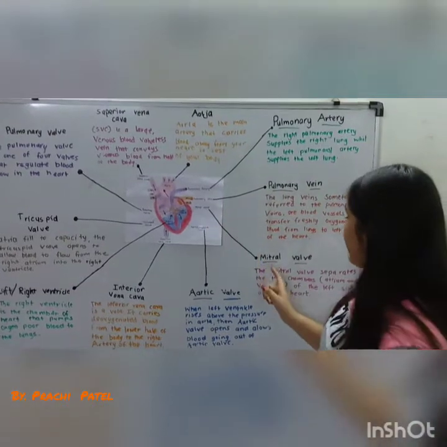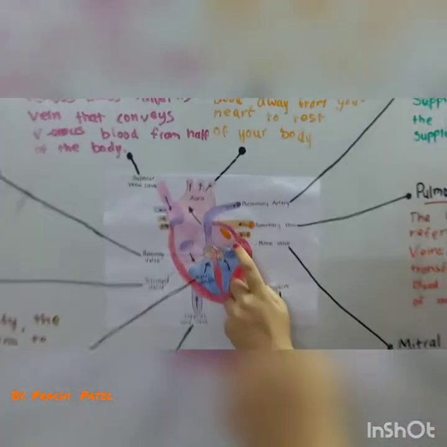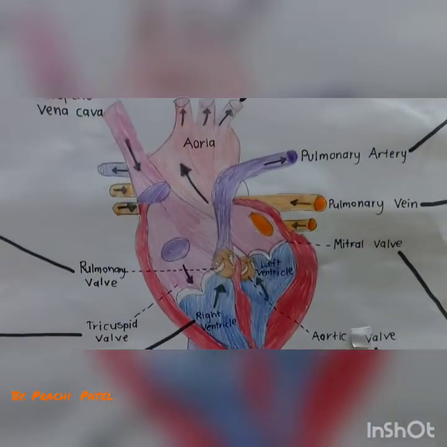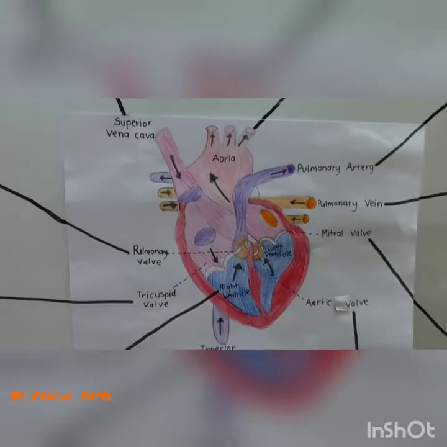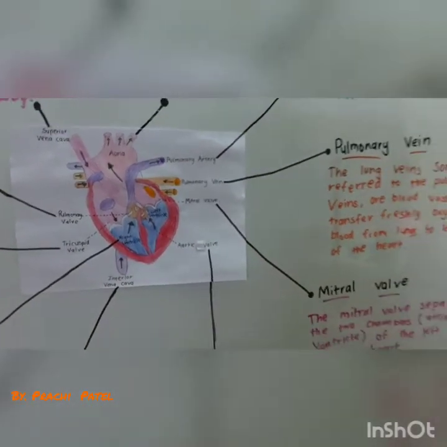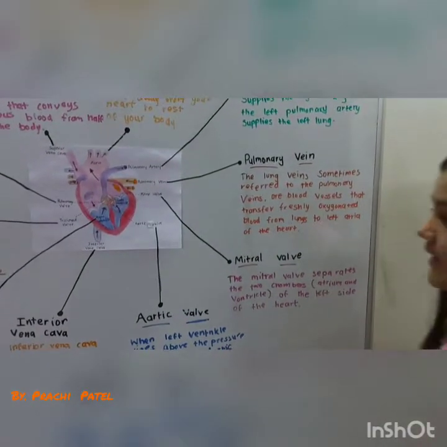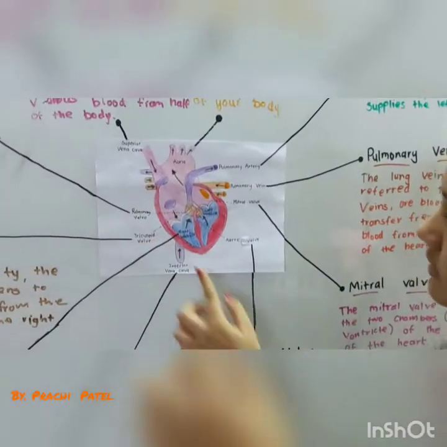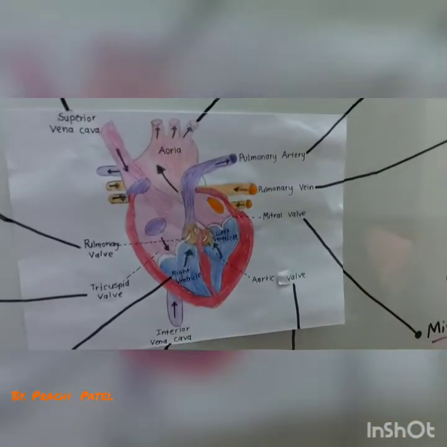Next, mitral valve. You can see right over here this white pipe, which is very small, is called the mitral valve. The mitral valve separates the two chambers, atrium and the ventricle, of the left side of the heart. Now, where is the atrium? You can see the atrium is right over here. The pink one is the atrium, and this is the ventricle.